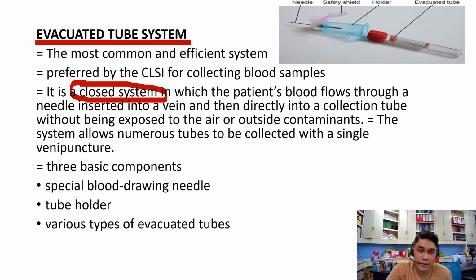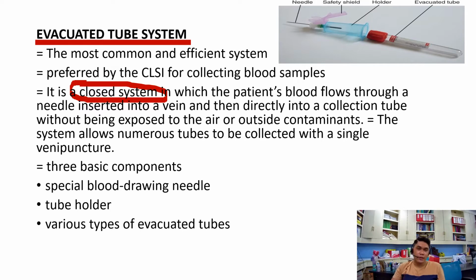The system allows numerous tubes to be collected without a single venipuncture. So the nice thing about evacuated tube, you can prevent contamination because the sample will not be exposed to air or outside environment. Okay, so that's why it's a closed system.